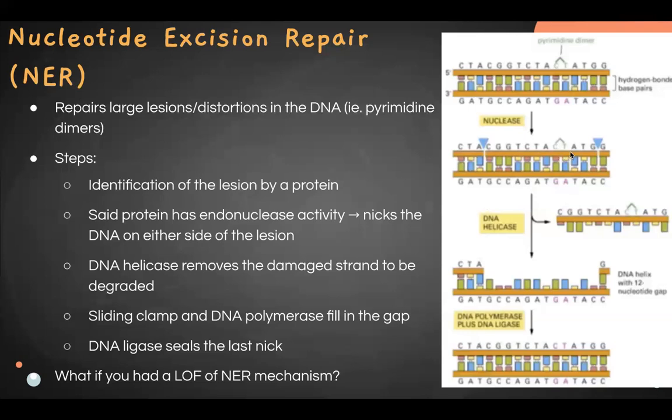and so it'll remove the entire section around it as well, of about 10 or 12 nucleotides, and then the DNA polymerase will come in with sliding clamp to fill in this gap. And then, of course, like before, DNA ligase seals the nicks, or the last nick here, after the DNA polymerase has added in the nucleotides in this strand right here.